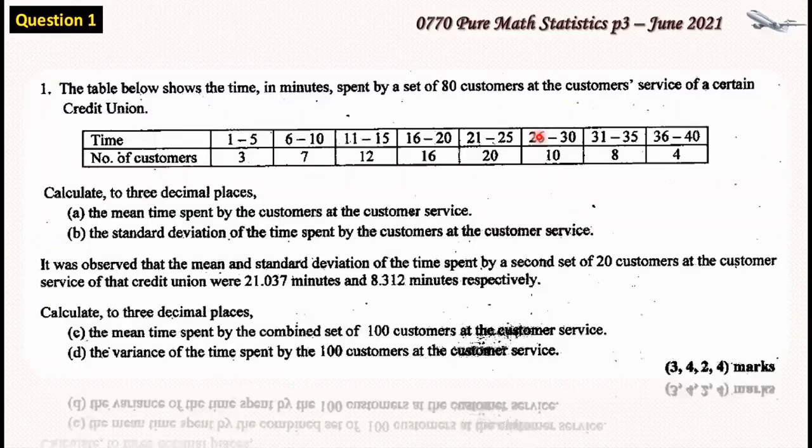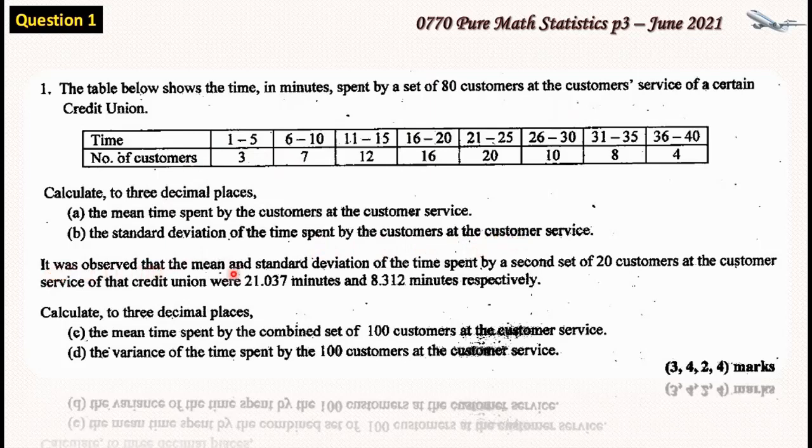So the first question reads: the table below shows the time in minutes spent by a set of 80 customers at the customer service of a certain credit union. So this is the time ranges, and here we have the number of customers. The first question is to calculate, to 3 decimal places, the mean time spent by the customers at the customer service. B, the standard deviation of the time spent by the customers at the customer service. And we are being introduced to the C and D parts by this paragraph.